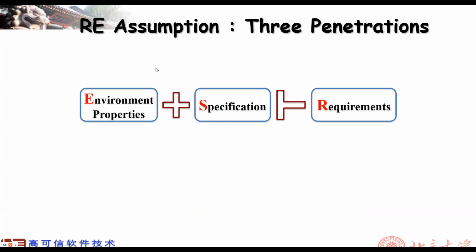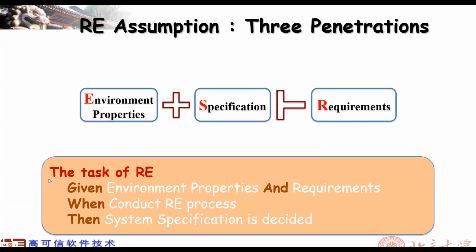Because, as we said in the first lecture, there are three RE assumptions: environment properties, specification, and the requirements. In the traditional RE, the task of RE is, given environment properties and requirements, when you conduct the RE process, you get the system specification. And this environment property is given, which means it's not changing. But in an open environment, the environment property is changing. So it's quite a different assumption.